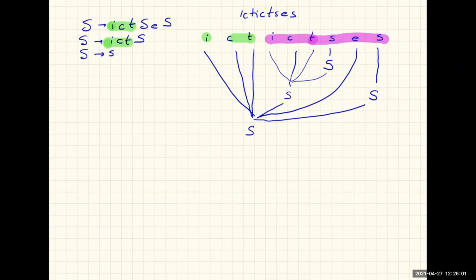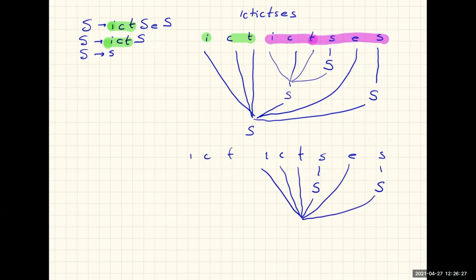To make it clear, now let me parse the second one. Now we will do this: ICTS, CT, we need to convert this to S before doing this. And also we need to convert this to S as well. Now we will do ICTS, ES, and this will be S. And finally, we will do ICTS, and this will be S.